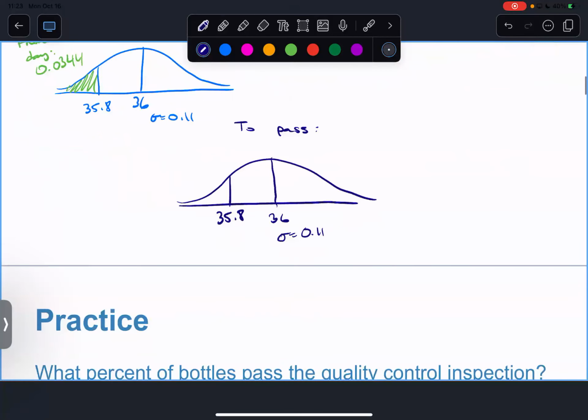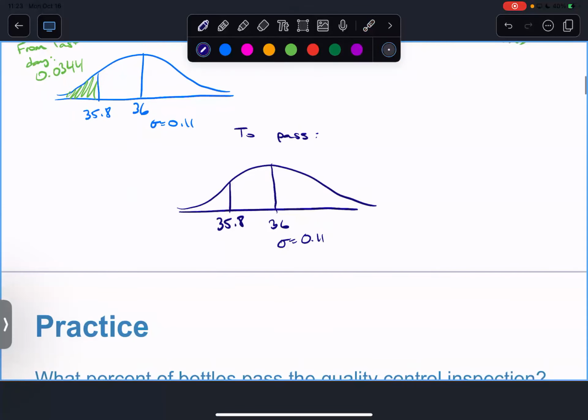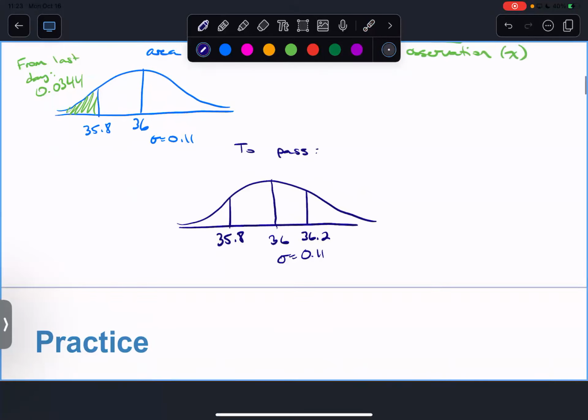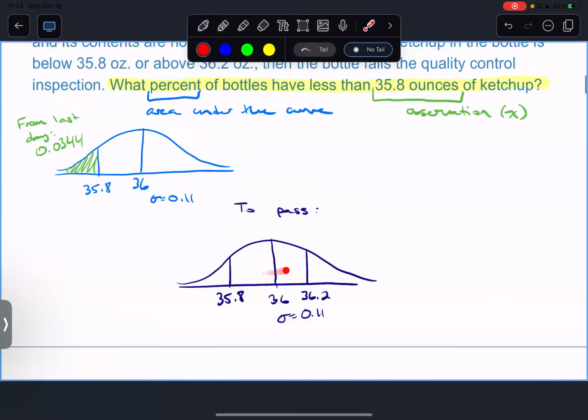And 36.2, which, as long as you're putting these values on the appropriate side of the mean, it doesn't really matter. You're just using them to visualize. And so usually I just give myself enough space to write whatever I need to write. And so 36.2, somewhere above the mean. Even a little wonky, but it's just to visualize, right?